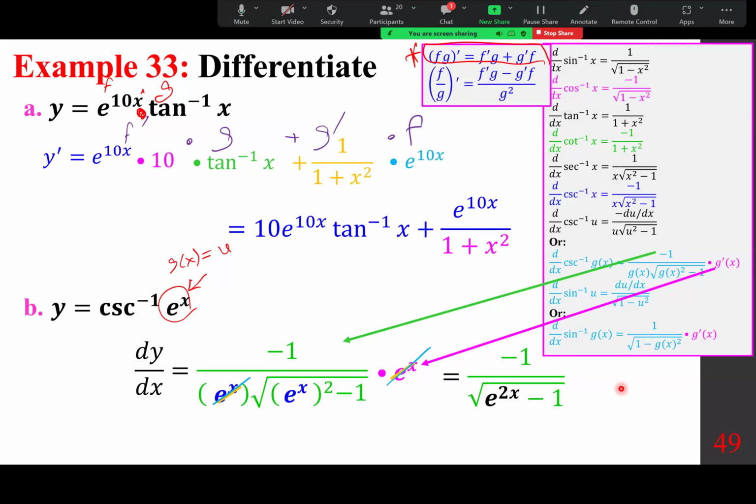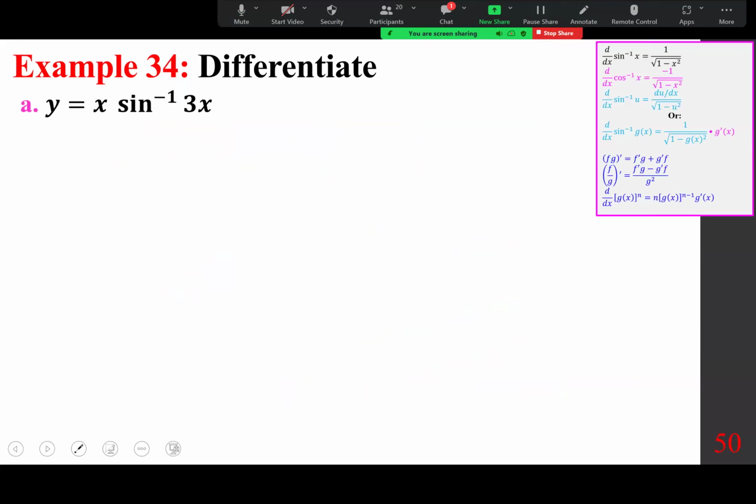Okay, let's look at one more page. Last question, y equals x sine inverse of 3x, and I'm going to put a raised dot in between, meaning we are going to use the product rule. F prime g plus g prime f gives you 1 times sine inverse of 3x plus, I want to differentiate this.